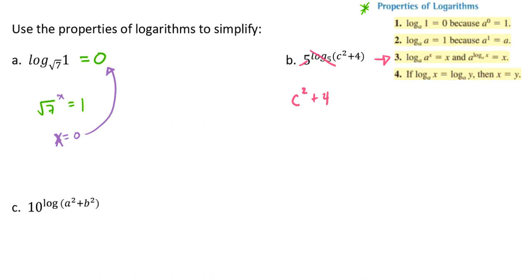Letter C says 10 raised to the log base 10 of a squared plus b squared. We know it's a log base 10 because there's no number right here, so that means it's a common log, which means its base is a 10. If you need to write the number 10 in there to help you, go ahead and do that. But this works just like letter B does, because our bases are the same. It just drops down our a squared plus b squared. And that's our final answer.